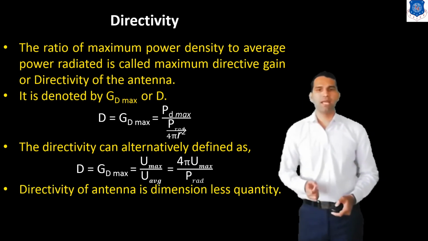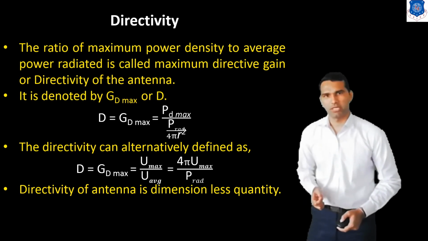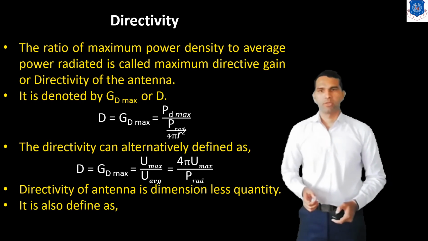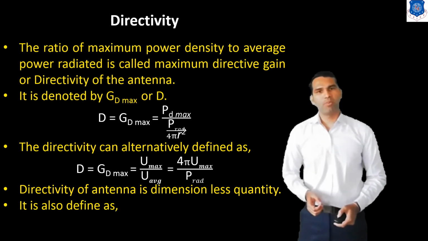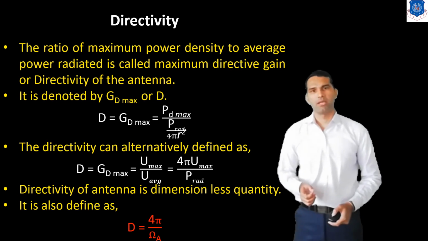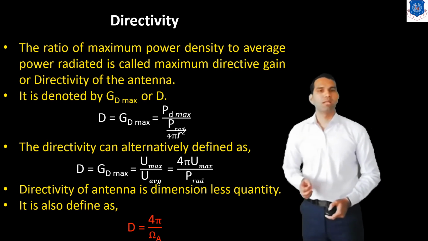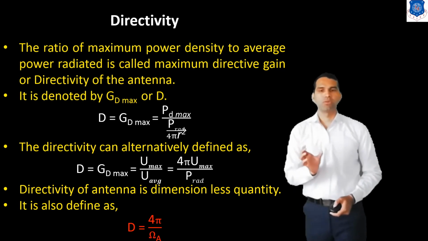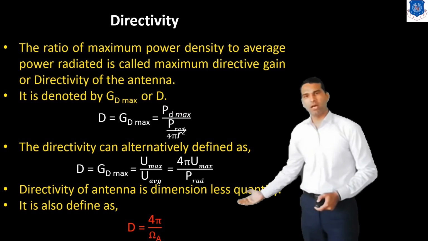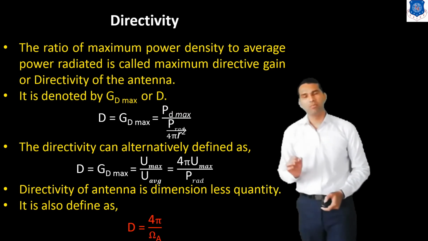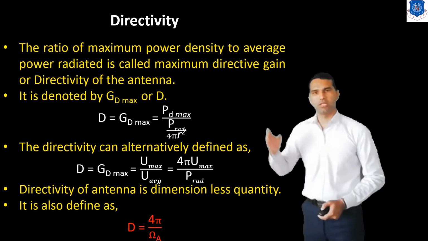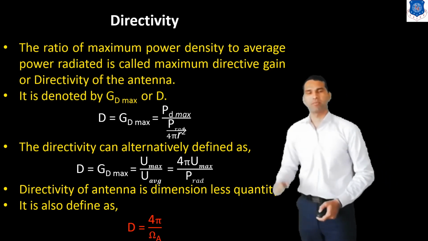The directivity of an antenna is a dimensionless quantity, so there is no unit for the directivity. It is also defined as D equals 4 pi upon omega A. Omega A is nothing but the beam area, or we can say the beam solid angle. So this is the relation between the directivity and beam solid angle. Here we see these are the 3 equations for the directivity.